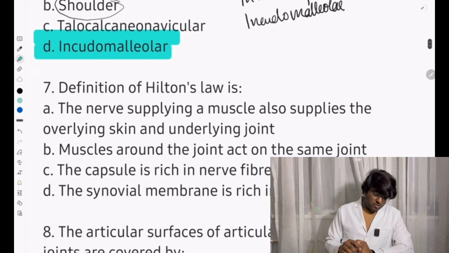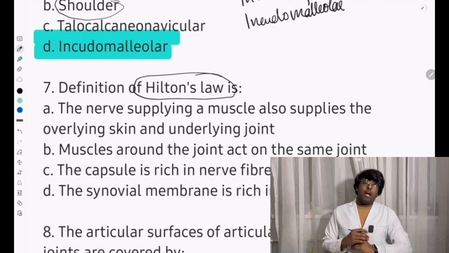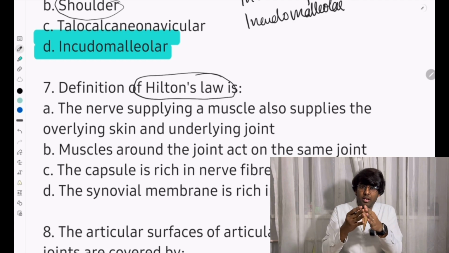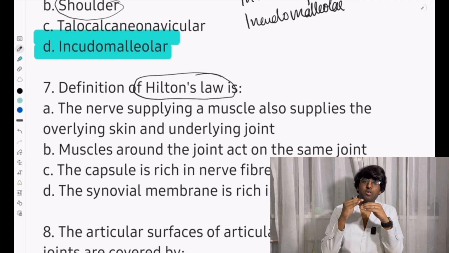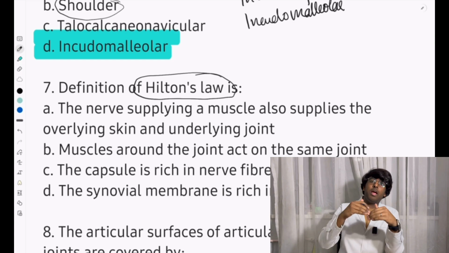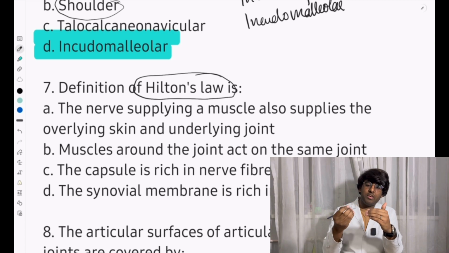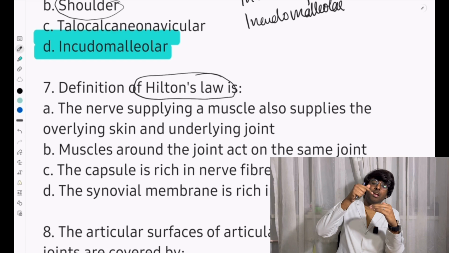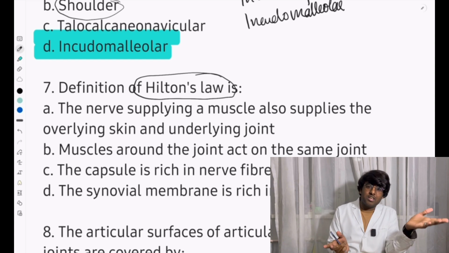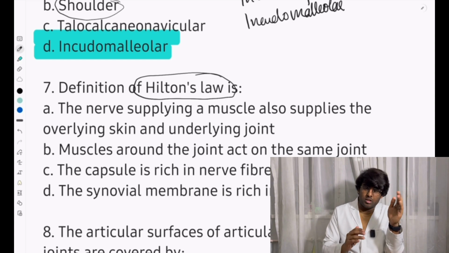Then the next question. Before I ask you about this question, I have to tell you something. We know that there is a nerve supply in our body, right? So if one nerve is supplying a particular muscle, this muscle will be above some skeletal structure. If the nerve is supplying the muscle, it will also supply the joint or whatever structures are below that muscle; they all get the nerve supply together.